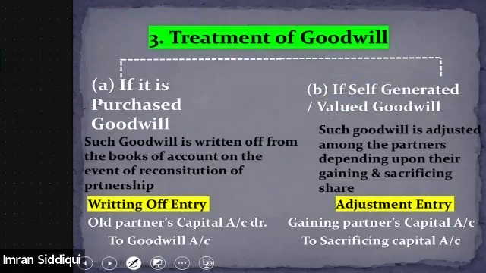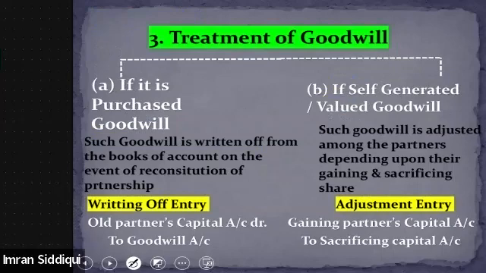Just tell me, Prerna, whether we have completed this topic, the treatment of goodwill, or we need to start it. We need to start it. Okay.